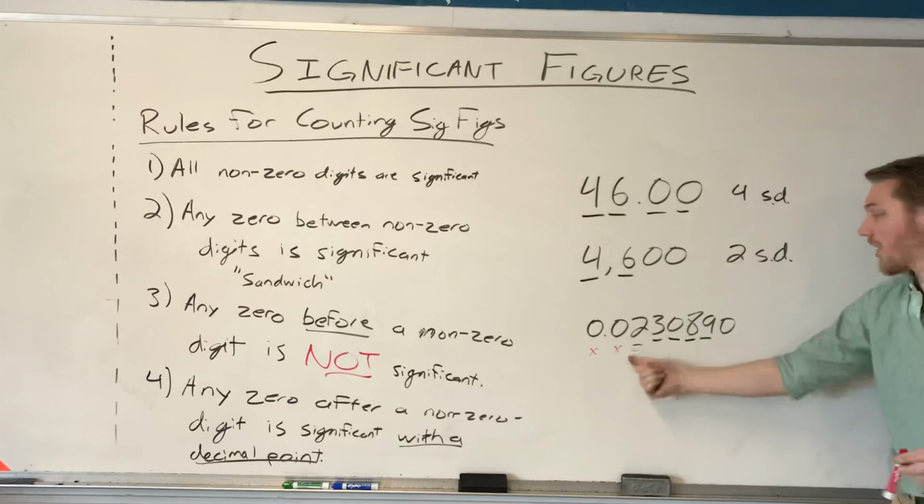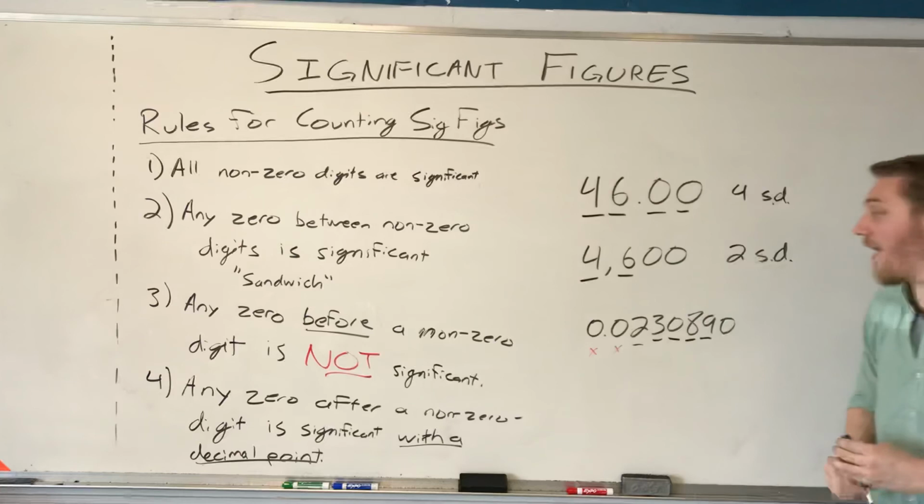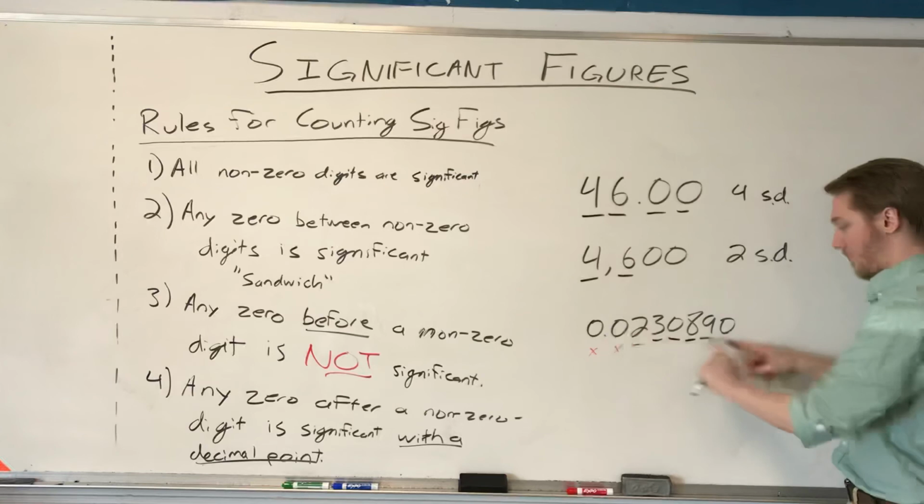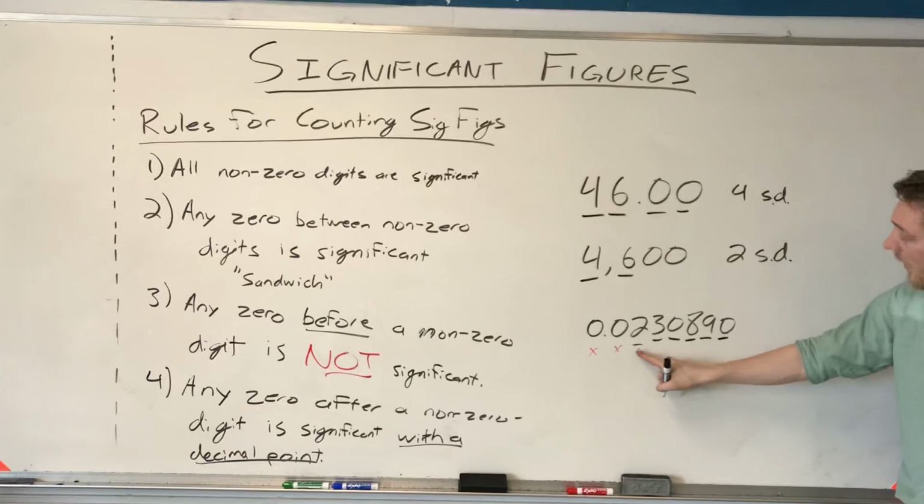And the last, any 0 after the non-zero digits is significant with a decimal point. So we're looking at this guy. Here's my decimal point. That means it is significant. So we'll put a little underline there. And so my total number of sig figs is 1, 2, 3, 4, 5, 6. So this number had 6 significant digits.